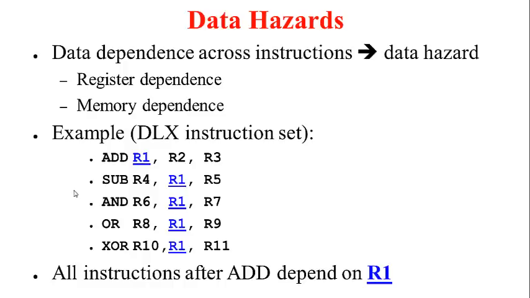So here in this instruction sequence, we have first the add instruction, which adds R2 and R3 and stores the value onto R1. Subsequently, the subtract instruction uses the value in R1 for further operation. Similarly, the remaining instructions as well, AND, OR, and XOR, also use the value of R1 produced by the first instruction. In other words, all the instructions after add depend on R1, which is produced by the first instruction.